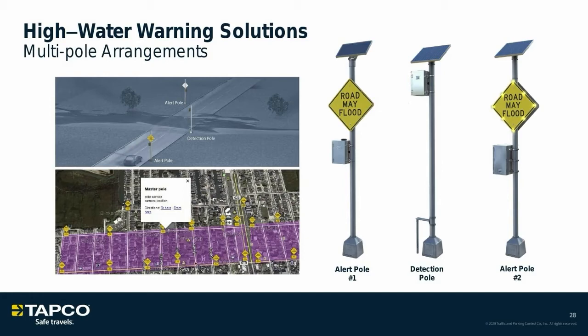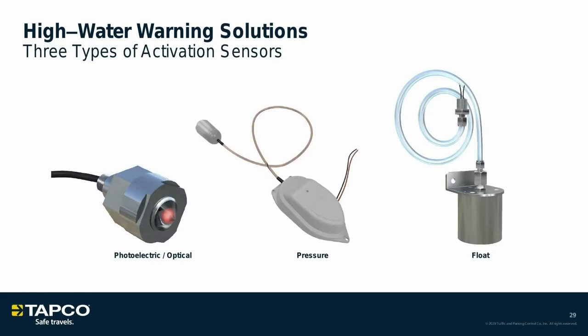Moving on to this, what we do to detect a high water situation. You've got a photoelectric optical sensor, a pressure sensor, and a float sensor. Here in the Southeast, the majority of what is being used is the pressure sensor, just because we see more of these going in a saltwater environment, as well as the float switch. The photoelectric is something we see only used for a freshwater solution.